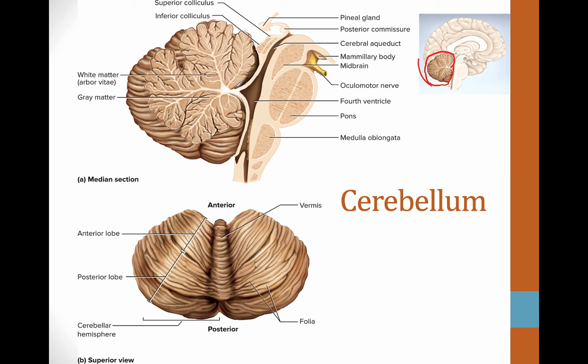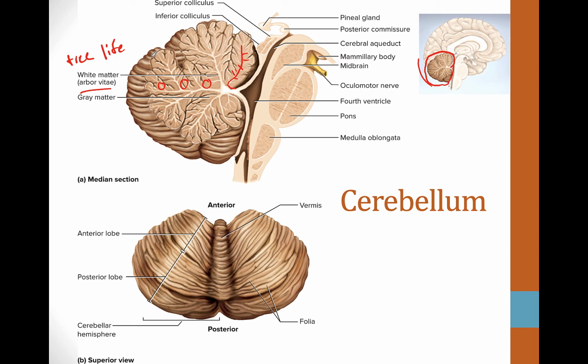So in the center, we can see the white matter and the gray matter. The white matter makes this branching structure called the arbor vitae. Arbor means tree, and vitae means life. So this is your tree of life in your cerebellum. And then all of the rest of this is gray matter. And it's very highly folded because it's got a very high surface area. So there's a lot of interpreting and integration of information happening here in the cerebellum.